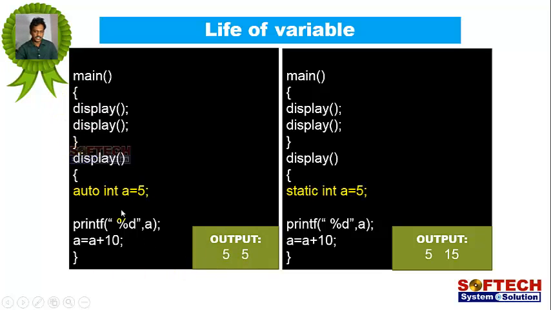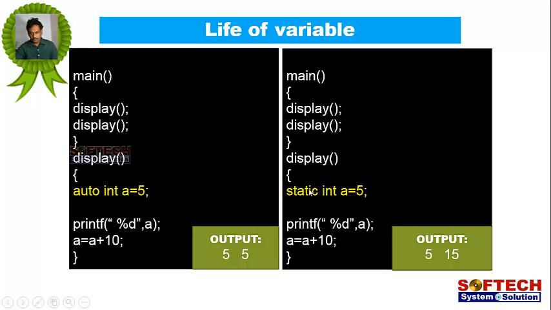So the first time it enters, it creates a memory. At the time of exit of the function, it removes the memory. The values are also removed. Then again we call a function, it creates memory, assigns, then we print, it increases. At the time of exit, it removes the memory and the values are also removed. So 5 5.